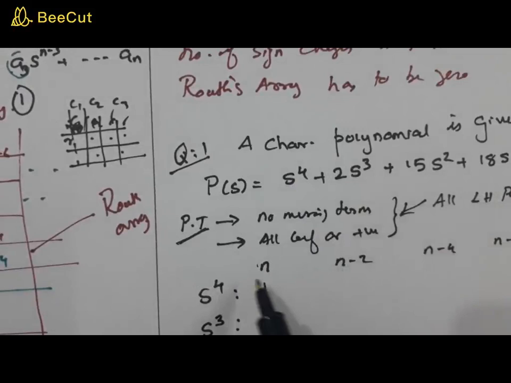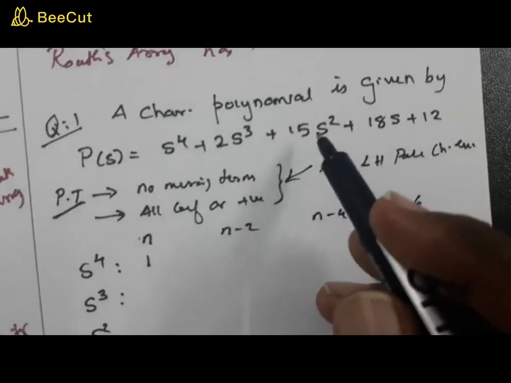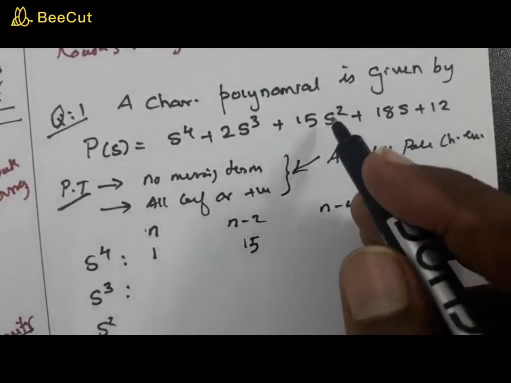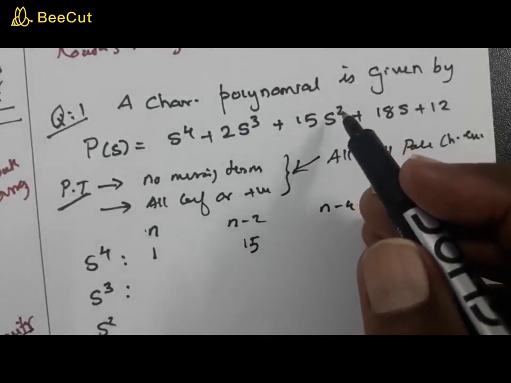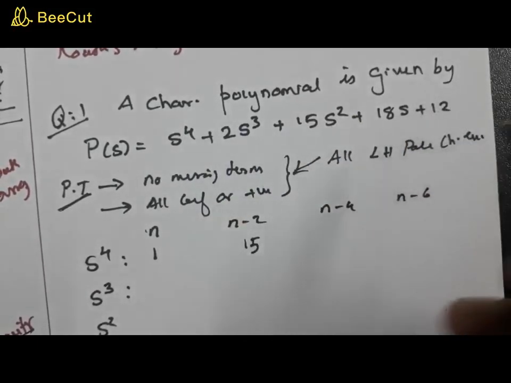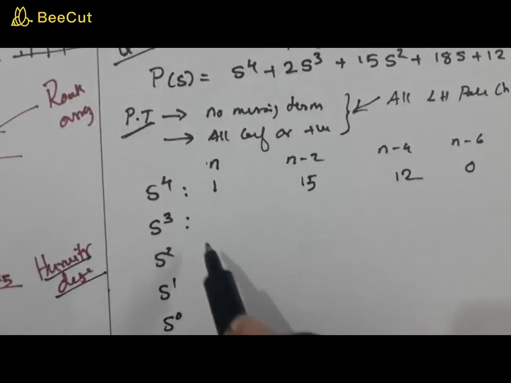Then what is n minus 2? If n is equal to 4, n minus 2 is 2, s square. And what is the coefficient? That is 15. Right, what about n minus 4? Again, n minus 2, n minus 4, that is 4 minus 4, 0. So this is 12, right? 12, and the rest is 0. Now we fill the s3 row.